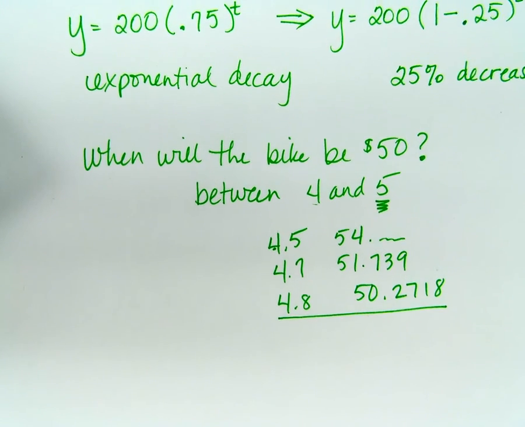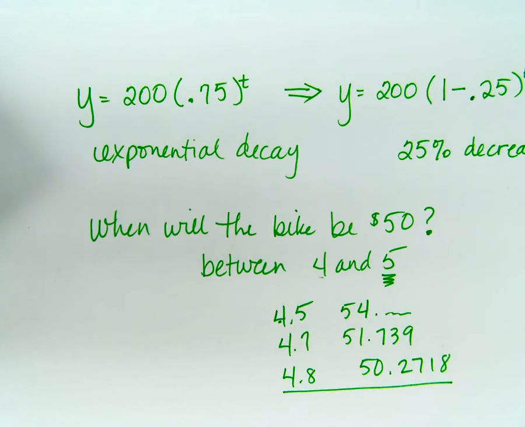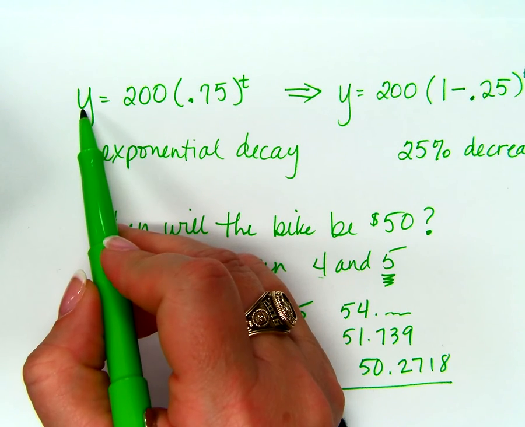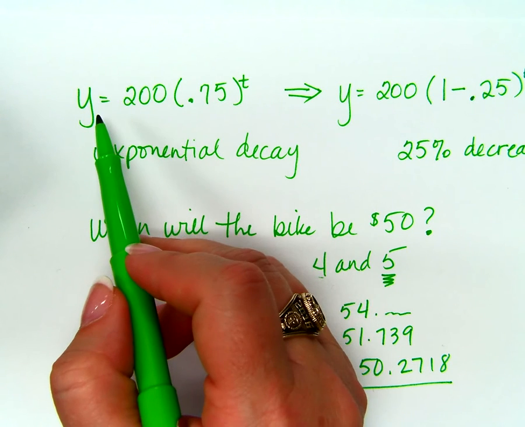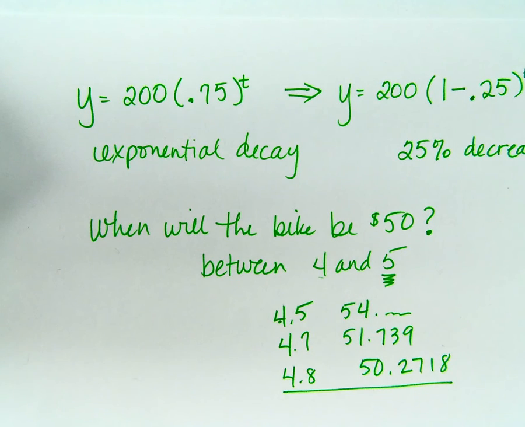But here's the deal. Why didn't we just put 50 in right there and solve this? You don't know how yet. That's exactly why. Exactly right. You don't know how yet, and it's not time to show you yet. That's why we're estimating and not getting an exact answer. It's just not quite time for that yet. It's a little foreshadowing for the future.